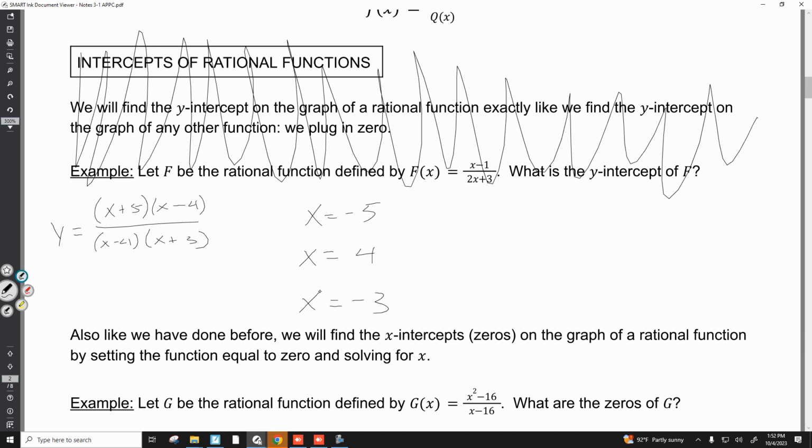Please tell me what you get if you plugged in -5 into your y equals equation that we looked at the graph of. What do you get when you plug that in? Tell your neighbors.